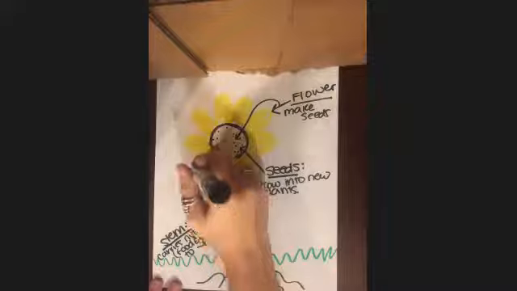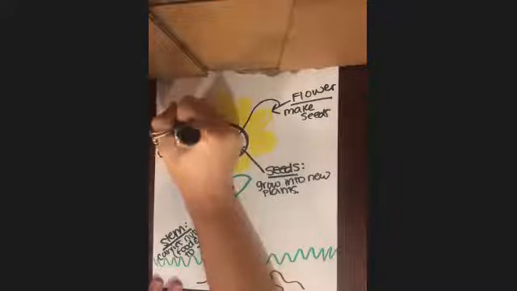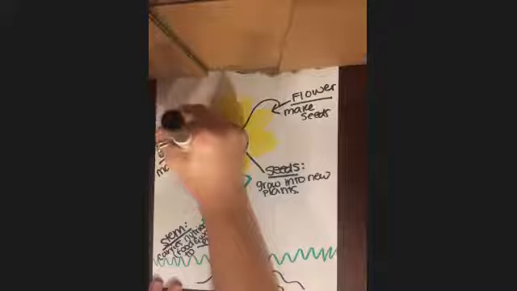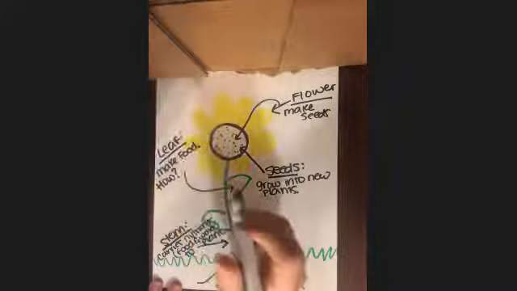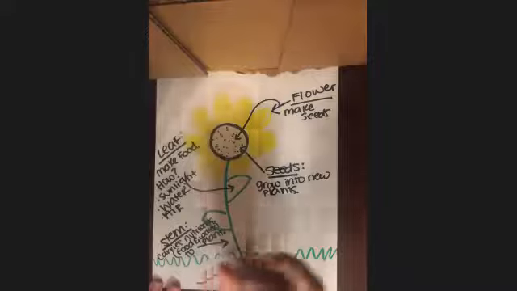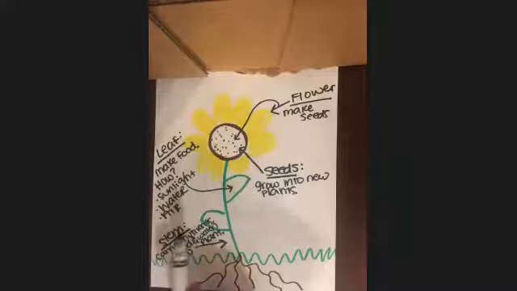So let's look at our leaf. A leaf makes food for plants. So they make food. How? How does that leaf make food? Well, it's going to use sunlight, water, and air. And those three things are going to help the leaf make food for the plant.